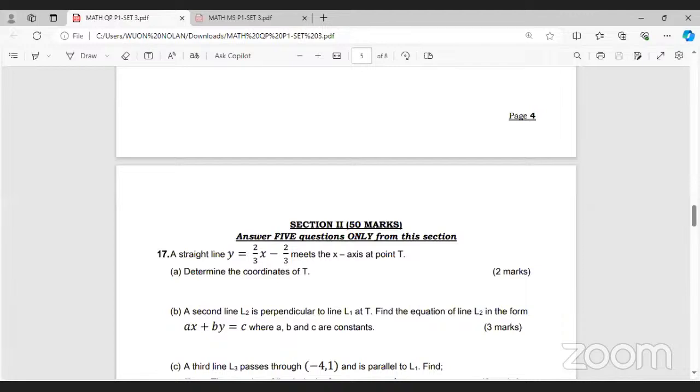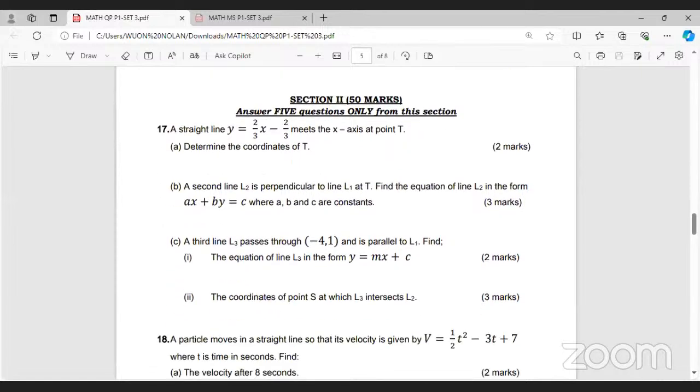We proceed to the next question, which is now in section 2, question 17. Question 17 from section 2 work. Equations of a straight line, gradient, and equations of a straight line. Maybe I ask Prince Gitonga, can you read the question?